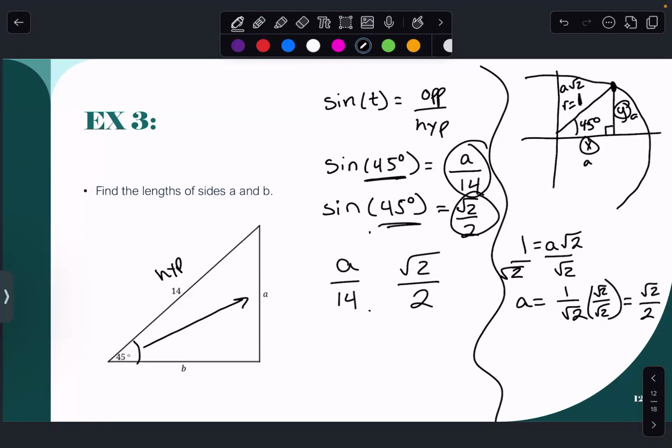Okay, so let's say a times 2, so 2a is equal to 14 square root of 2. So now I can solve this out pretty easily by dividing both sides by 2. And I end up with a is equal to 7 square root of 2. So I found my side. Both of them, a and b, are 7 square root of 2.